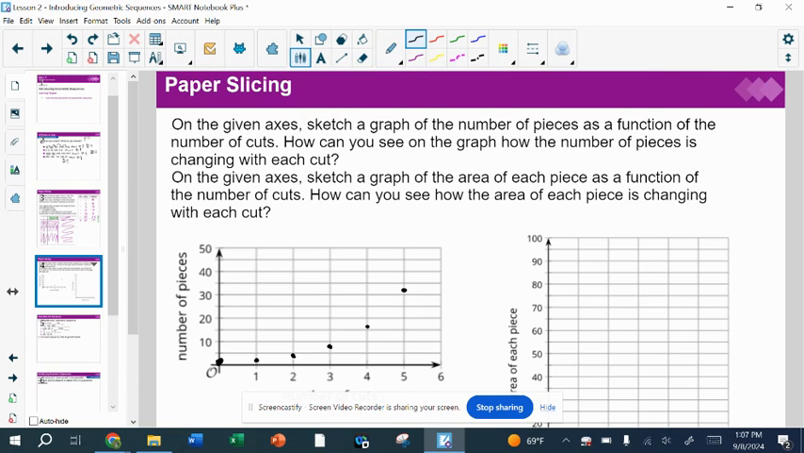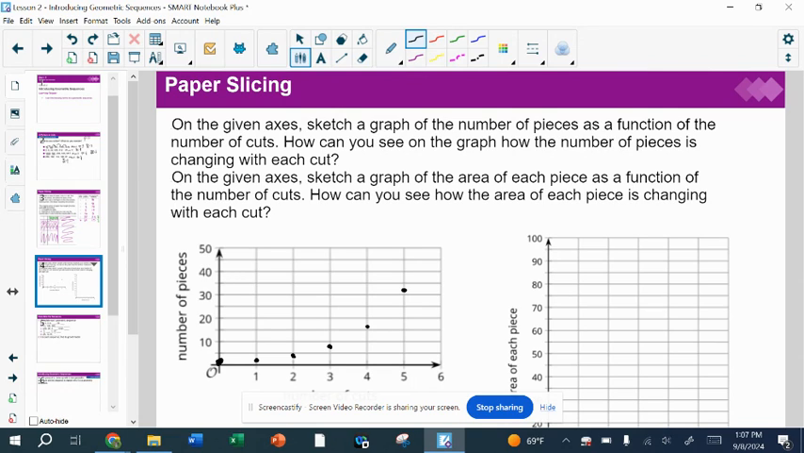It would be really tempting to connect this and make a nice curve. This is an exponential graph, right? This is 2 to the 0 power, 2 to the first power, 2 to the second, 2 to the third, 2 to the fourth, 2 to the fifth. However, we don't really have any data in between those points, right?